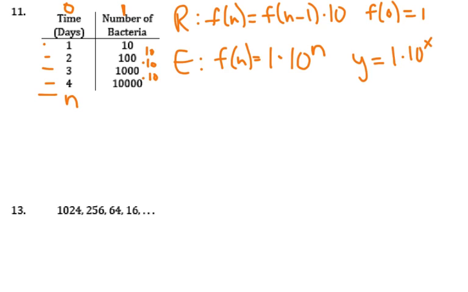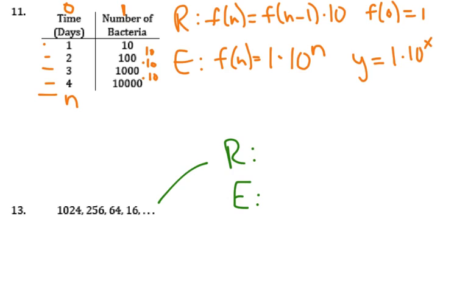Okay, now let's take a look at number 13. So we've got our recursive and our explicit. So what's going on here? We're going from 1024 to 256 to 64 to 16. So we're getting smaller, so it's kind of like we're timesing by a fraction. In other words, dividing.